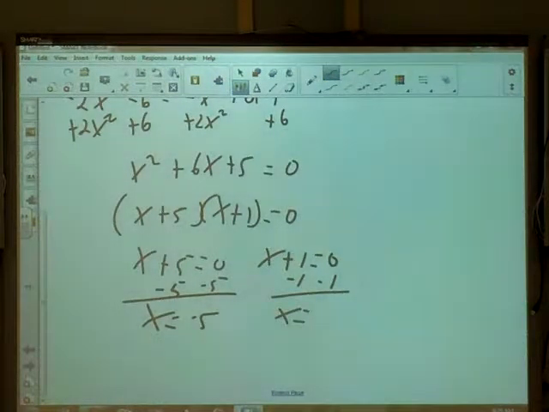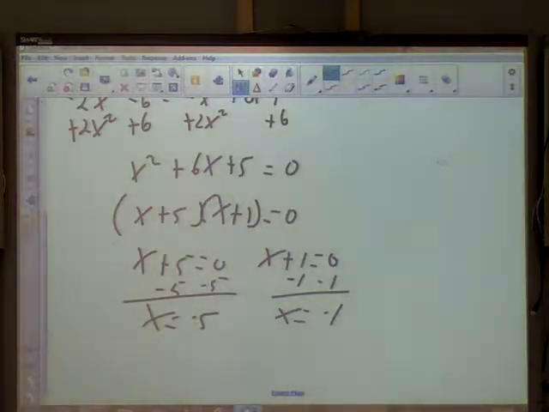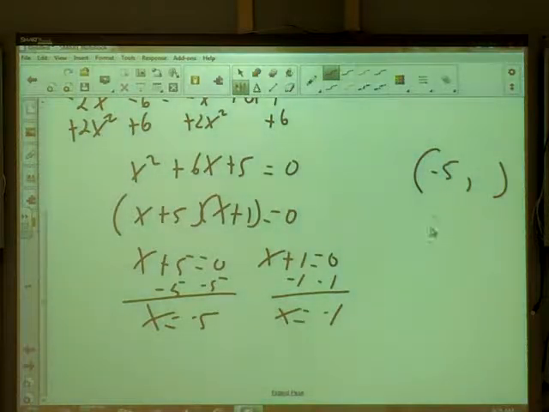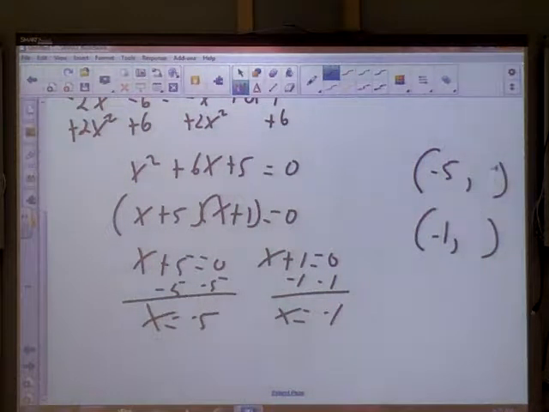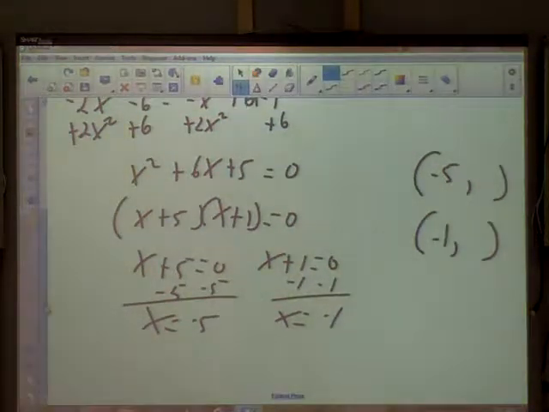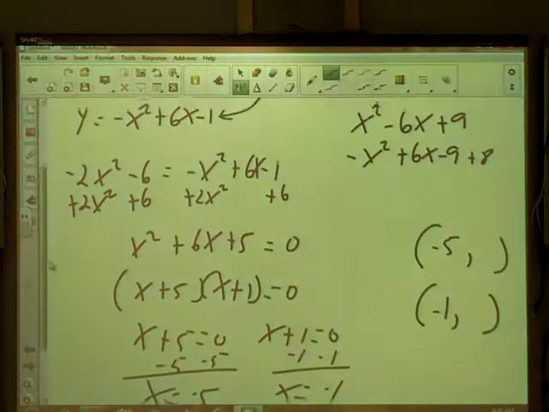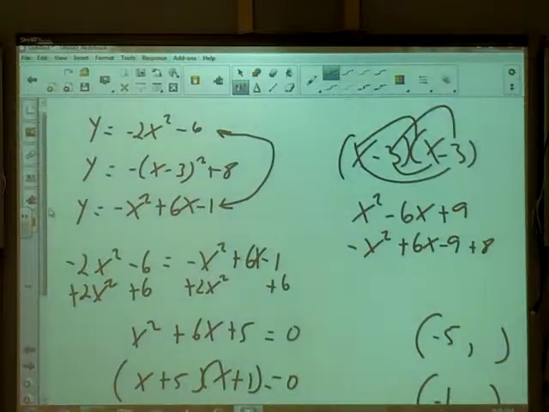A lot of people circle that and stop there. That's not your final answer. That is negative 5 something because that's an x. This is an x, negative 1, something. So I have to plug that negative 5 and negative 1 back in to find the y's to complete that ordered pair. So I just got to look up somewhere there where it's going to be easy to find y's.